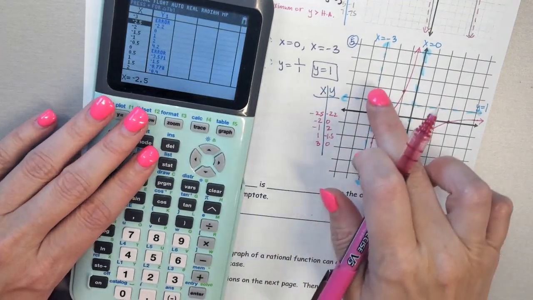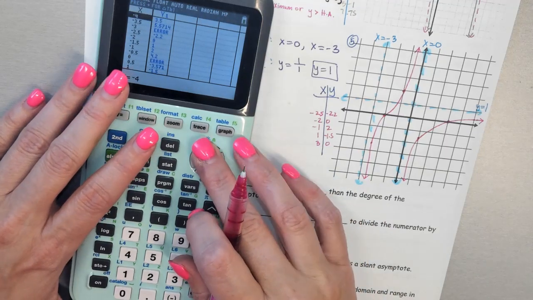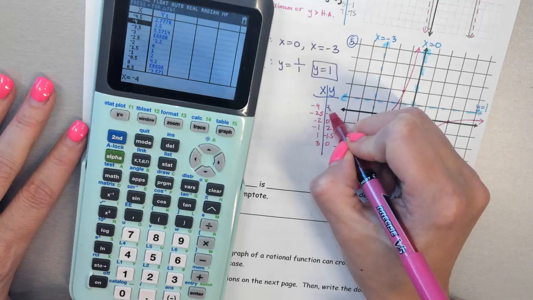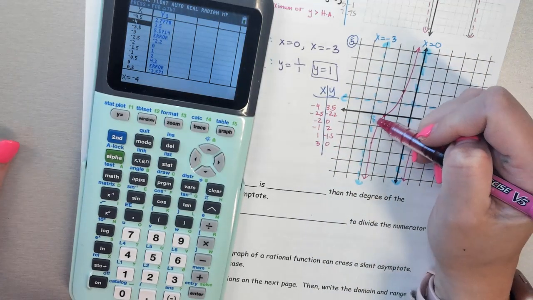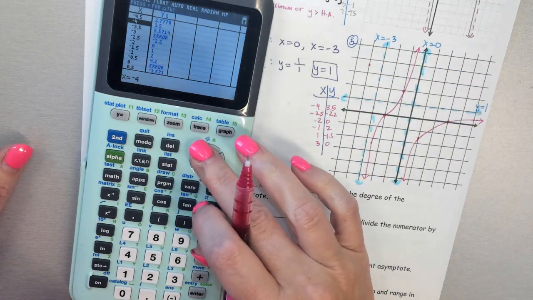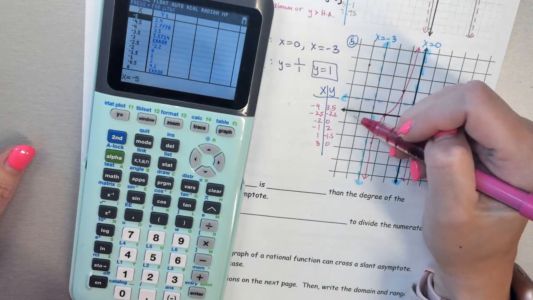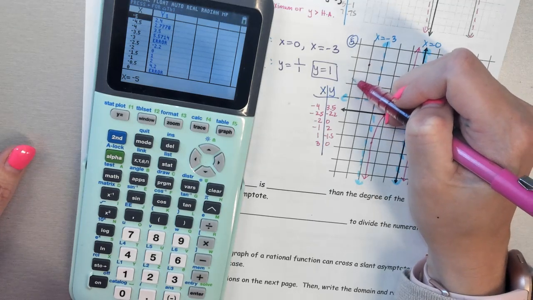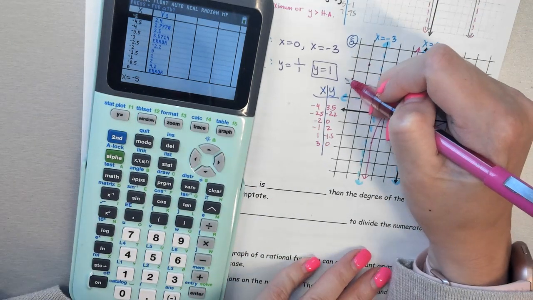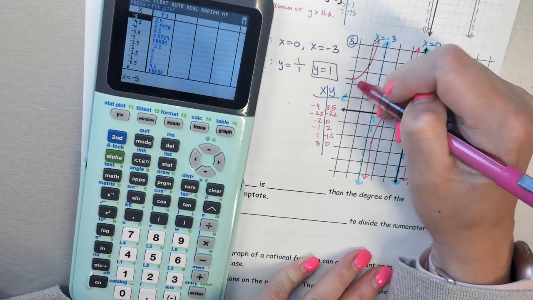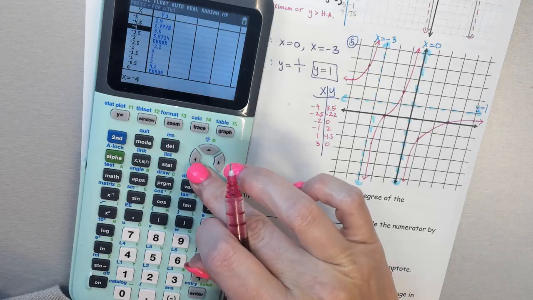And then I need to see what's happening past -3. So at -4, I'm at 3.5. At -5, I'm at 2.4. Okay, so I can curve this up here.